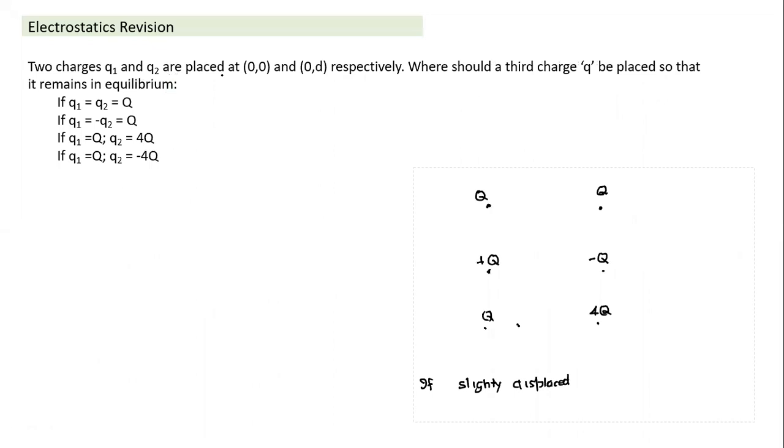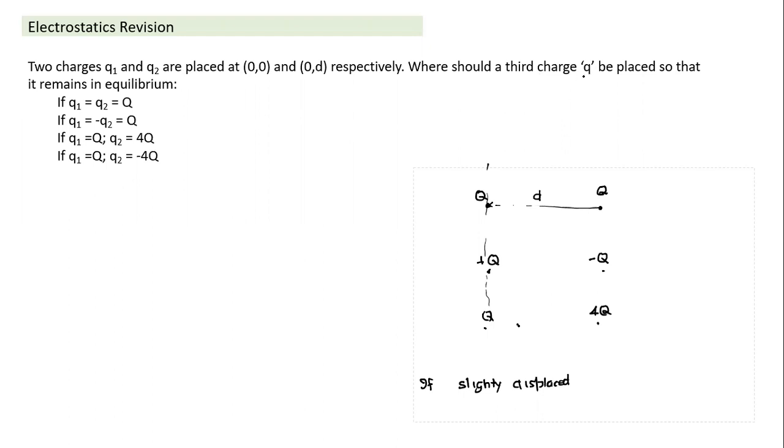Two charges Q1 and Q2 are placed at points 0, 0 and 0, d. So we are taking two charges placed, and I'm taking four different combinations. When two charges are equal, so equal charges Q and Q are placed at a distance d. This is what is given. Now, what is asked in all cases: where should I place the third charge so that it remains in equilibrium?